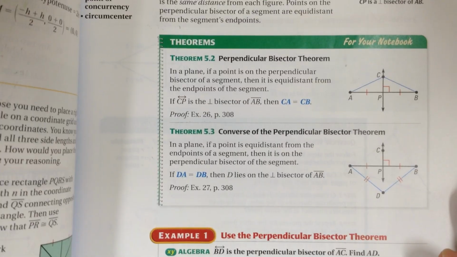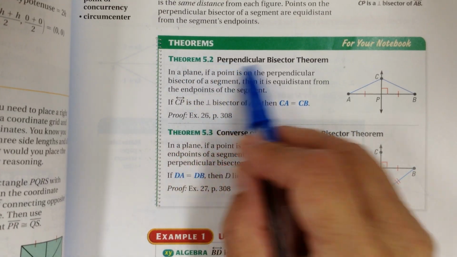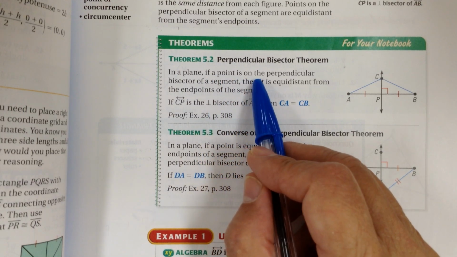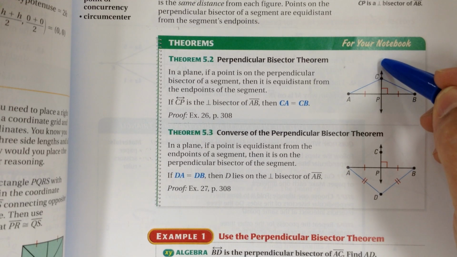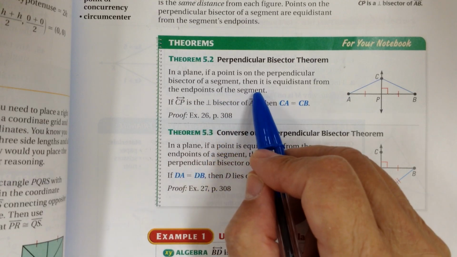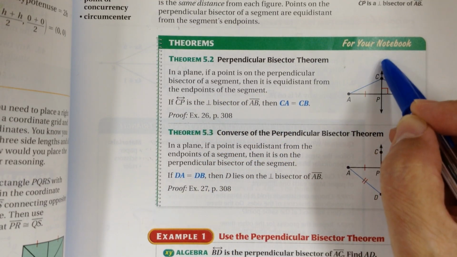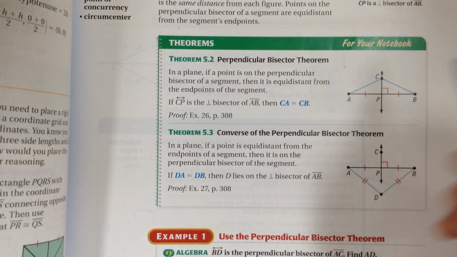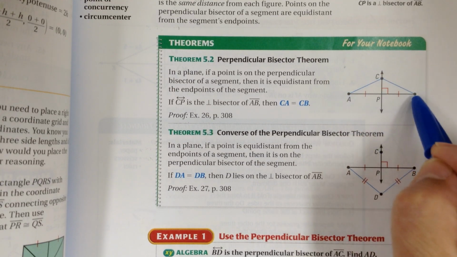So that's your theorem. Theorem 5.2, the perpendicular bisector theorem. It says in a plane, if a point is on the perpendicular bisector of a segment, then it's equidistant from the endpoints of the segment. So any point will be an equal distance to the endpoints. Any point on the perpendicular bisector, like point C or point P, is equidistant from points A and B.